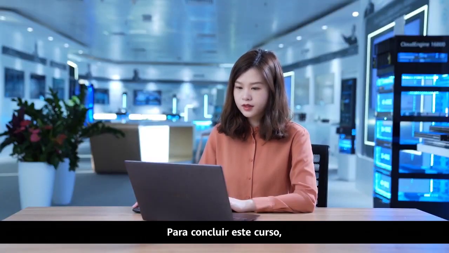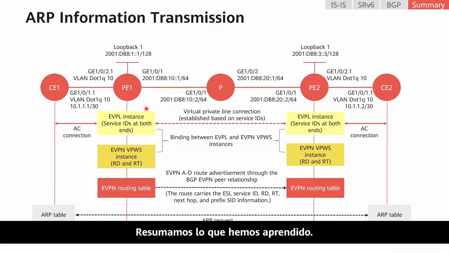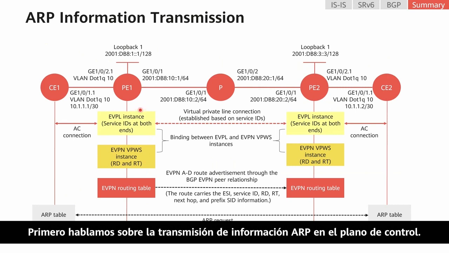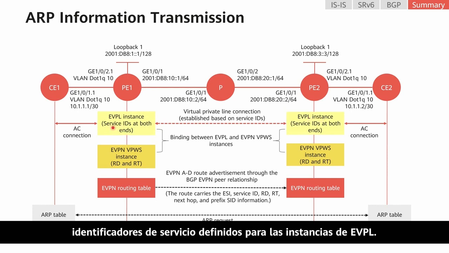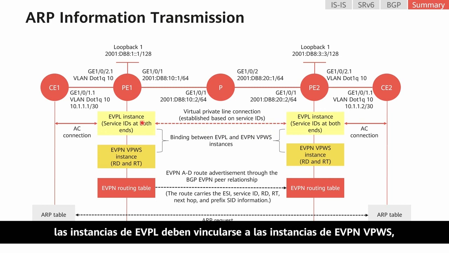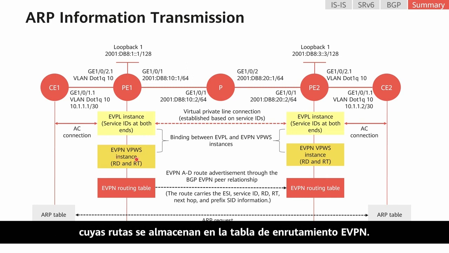To conclude this course, let's summarize what we have learned. We first talked about ARP information transmission in the control plane. To achieve the transmission, we created EVPL instances on the two PEs, and most importantly, defined service IDs for the EVPL instances. A virtual private line connection is established as long as the local and remote service IDs match each other. Because the service IDs need to be exchanged, the EVPL instances need to be bound to EVPN VPWS instances, whose routes are stored in the EVPN routing table.